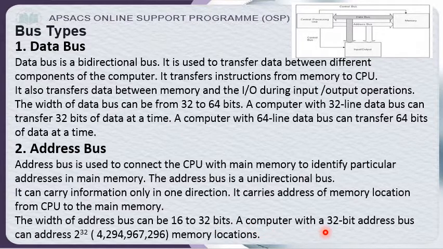A computer with a 32-bit address bus can have 2 raised to power 32 memory locations. This means that if you have a 32-bit processor, you can address memory locations up to 4 GB. Remember that, because it is 2 raised to power 32.